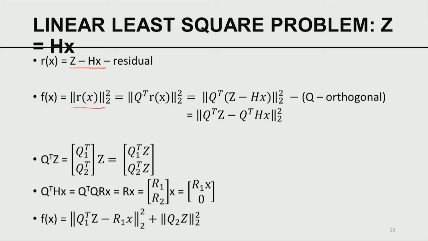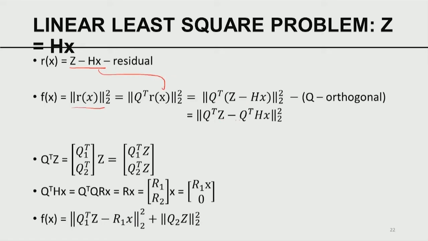Columns of Q are orthogonal. So I can express this as Q transpose R of X. So R of X is equal to Q transpose R of X. That is essentially an orthogonal transformation of the residual vector. If I substitute R of X is equal to Z minus H of X in here, I get this. I can multiply: Q transpose R is equal to Q transpose Z minus Q transpose H of X.